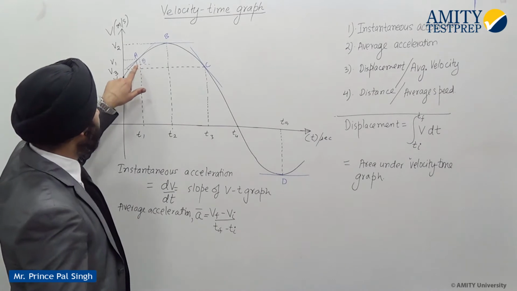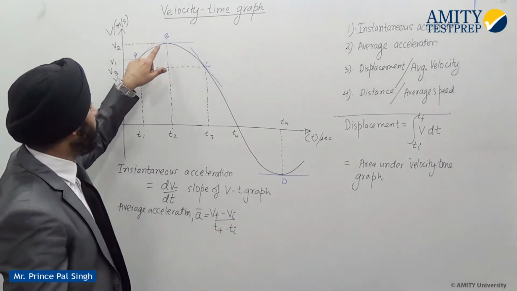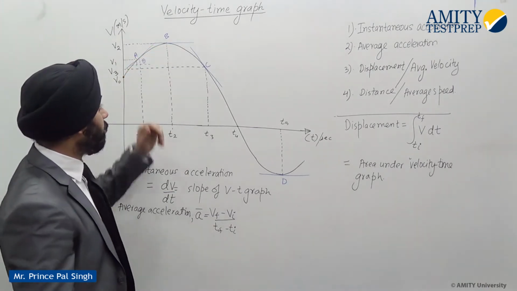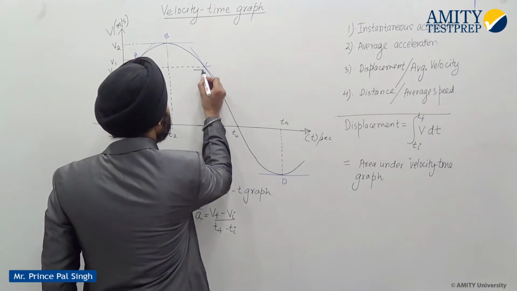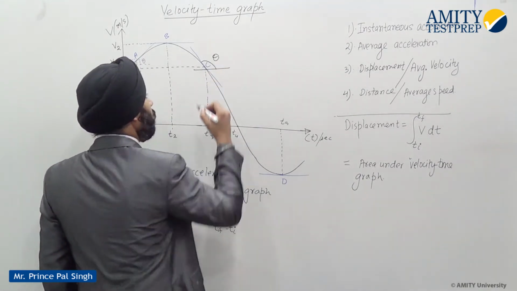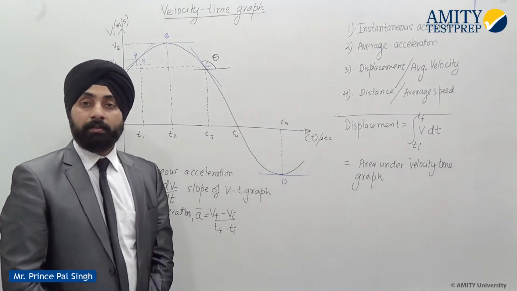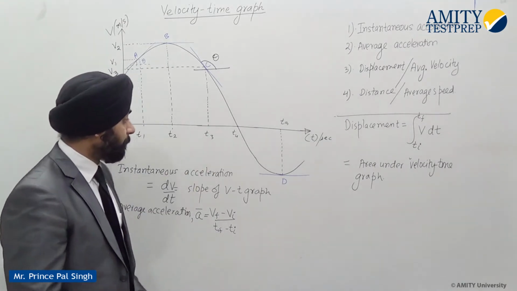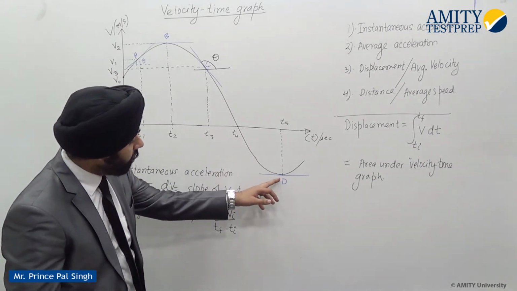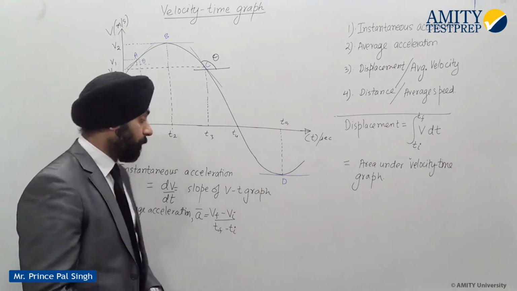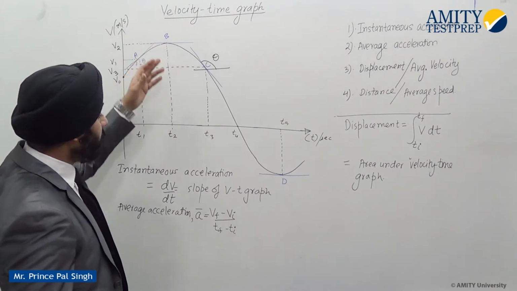Over here you see that theta is an acute angle, so the slope is positive. At this moment the slope is 0, that is dv by dt is 0. At this point the slope is negative. This is the angle made by the tangent with the x-axis, so theta is an obtuse angle over here. Therefore we can say that the slope is negative. At this point the velocity is becoming 0, and at this point the slope is again 0. So when the slope becomes 0, the velocity is either maximum or minimum.